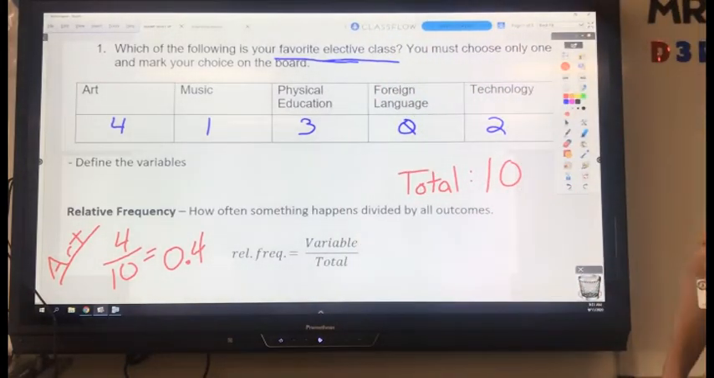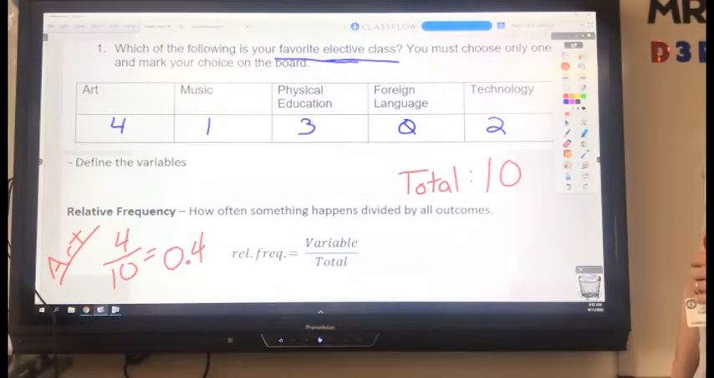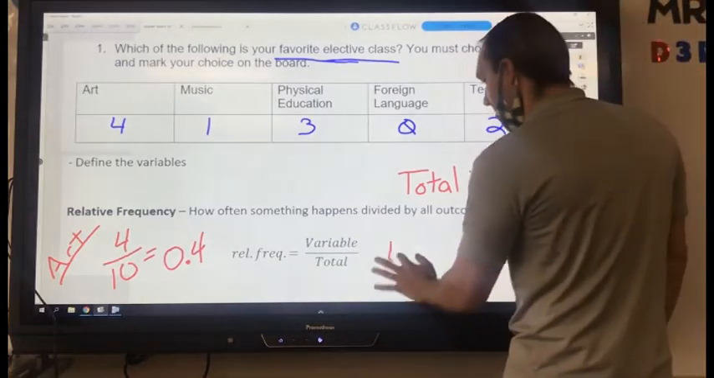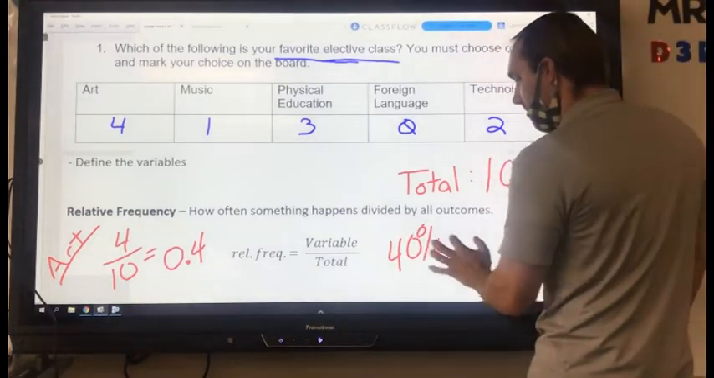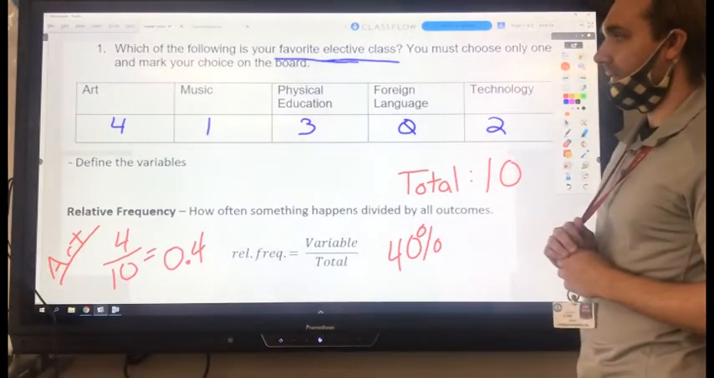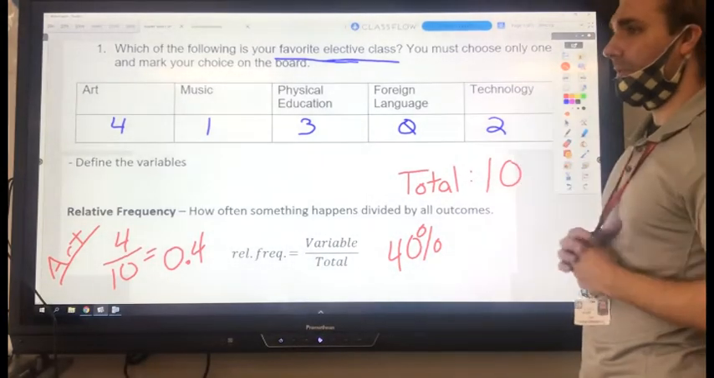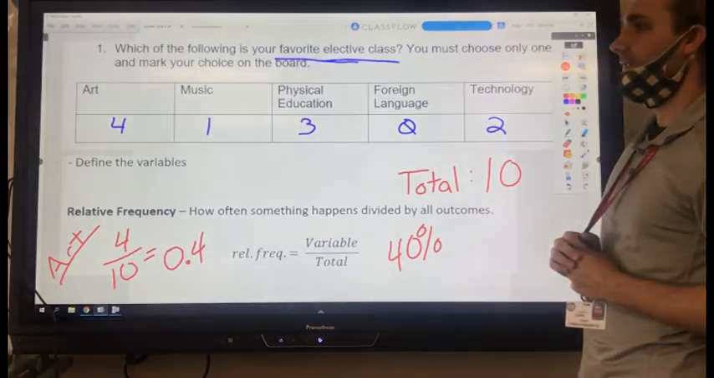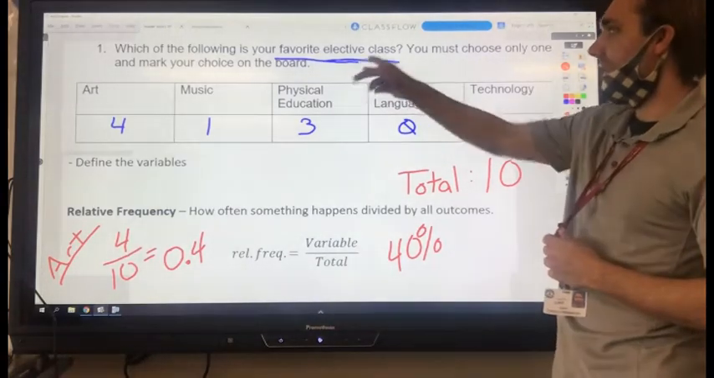What does that also tell me as far as percentages? 40%. What about 40% art? Like, tell the whole story. 40% of the class chooses art, likes art as their favorite. Yes.